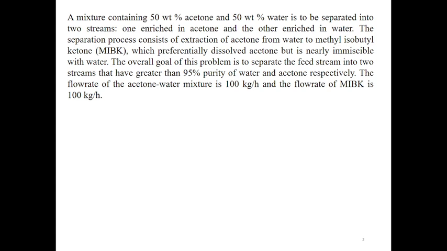This will be the first question which we'll be handling today. The question states that a mixture containing 58% acetone and 58% water is to be separated into two streams, one enriched in acetone and the other enriched in water. The separation process consists of extraction of acetone from water into methyl isobutyl ketone, which preferentially dissolves acetone but is nearly immiscible with water. The overall goal is to separate the feed stream into two streams that have greater than 95% purity of water and acetone respectively.